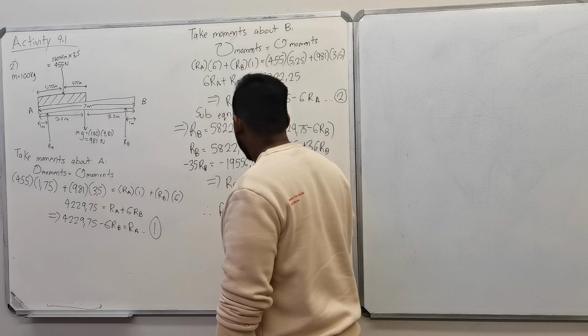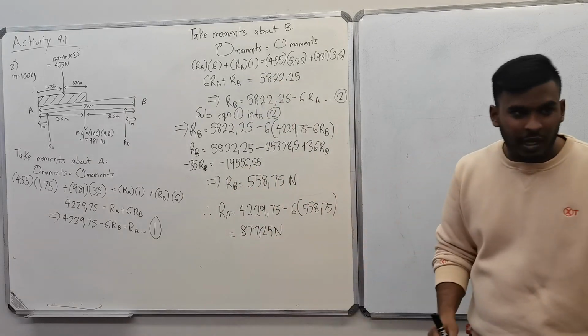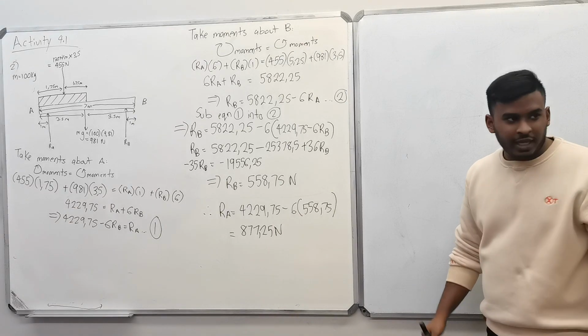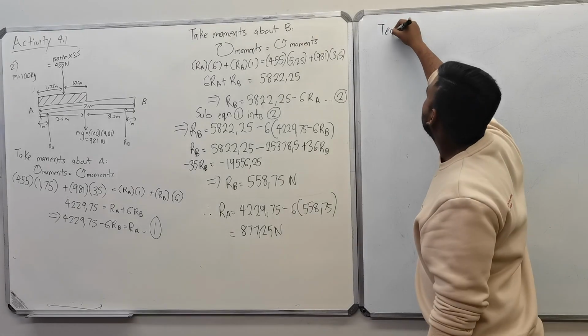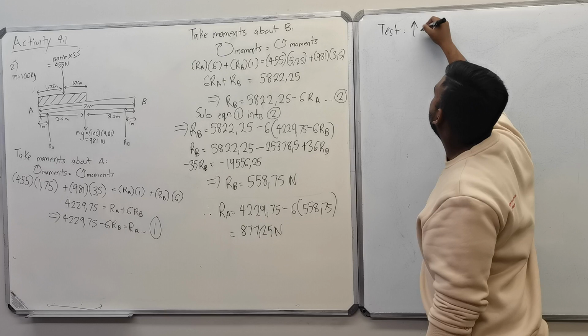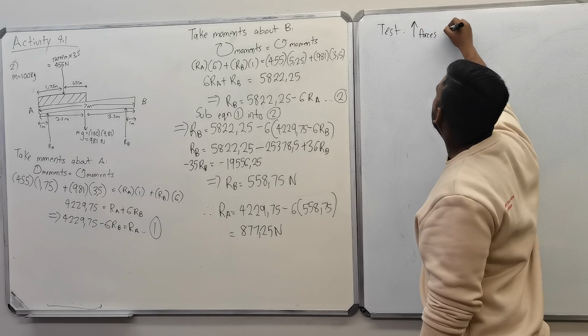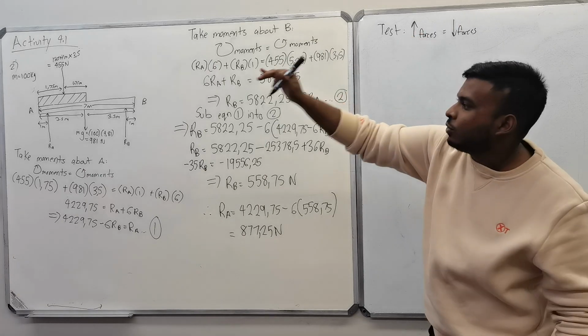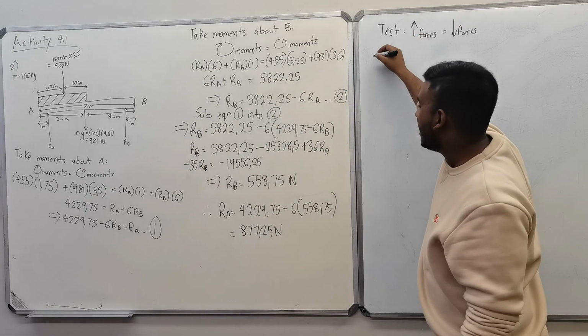877.25 newtons. So now we worked out a value for RA, we worked out a value for RB. How will we know the values are correct? You'll test. So you'll say test, which is upwards forces must equal downwards forces. So we have two forces acting up, which are RA and RB.